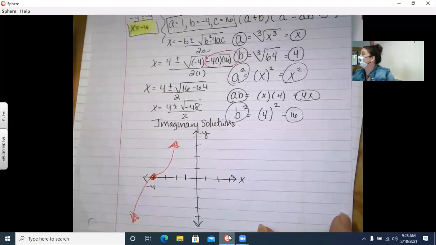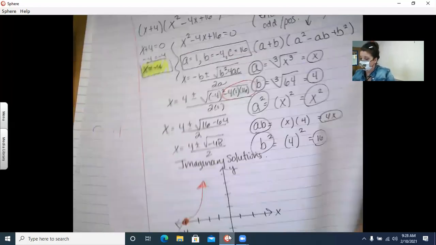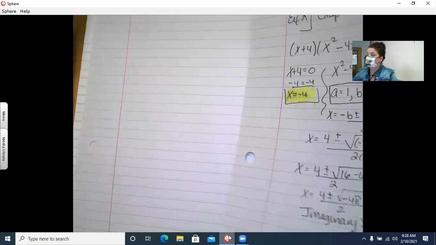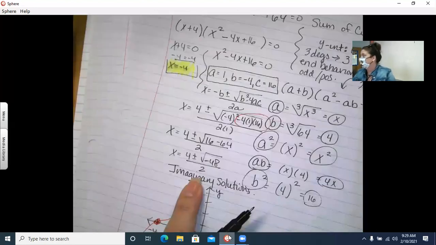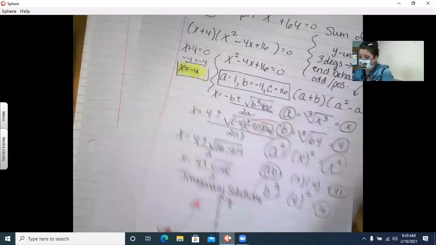I've never seen it not be imaginary, but I still want to see your math because we need practice on the quadratic formula.